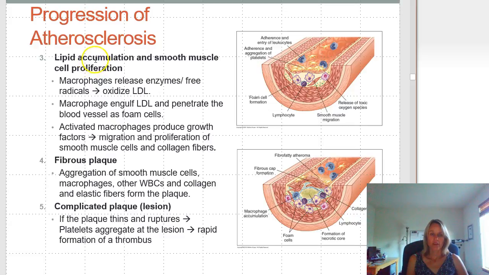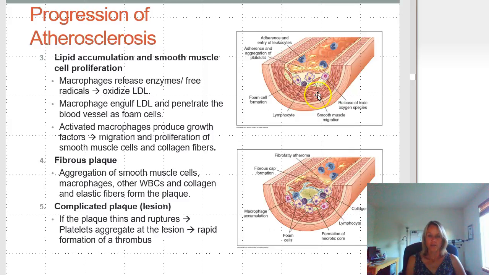Then we start getting lipid accumulation and proliferation of the smooth muscle cells. Remember those monocytes that come into the tissue, they become macrophages, and they release enzymes that can act to oxidize LDL in the area. The macrophages then engulf the LDL, and they become foam cells, and they penetrate into the intima of the blood vessels. These macrophages also produce growth factors that stimulate the smooth muscle cells to grow and divide, as well as production of more collagen fibers.